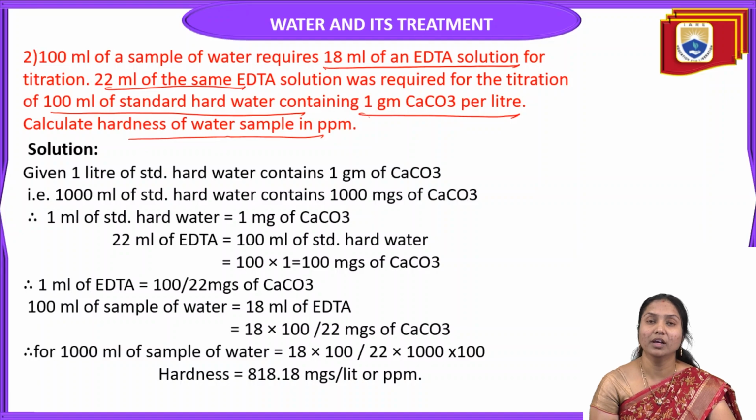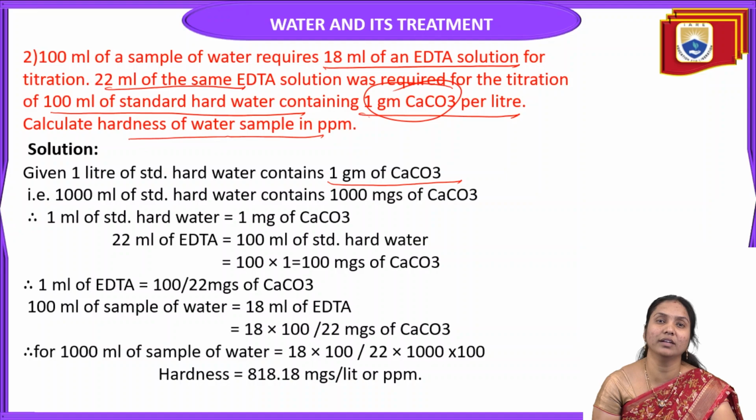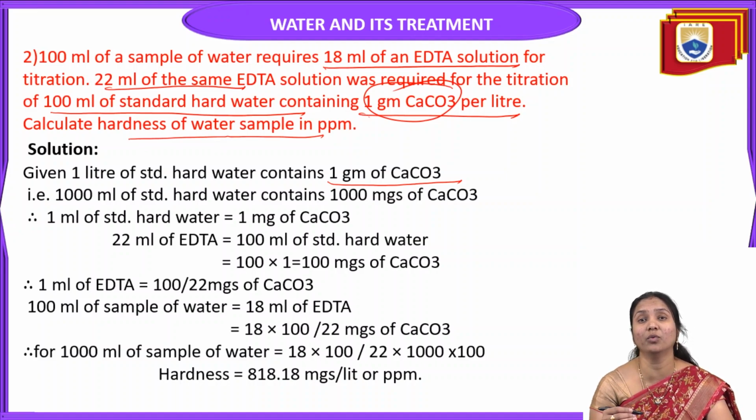Your solution: given 1 liter of standard hard water contains how many grams of CaCO3? 1 gram of CaCO3 is given in the data. So 1 liter of standard hard water contains 1 gram of CaCO3. That means 1000 ml of standard hard water contains 1000 milligrams of CaCO3. Clear?